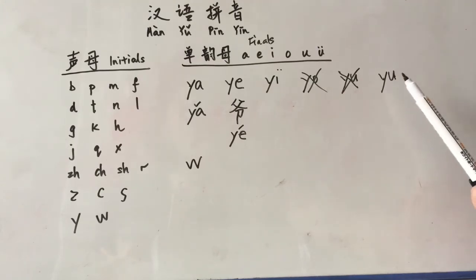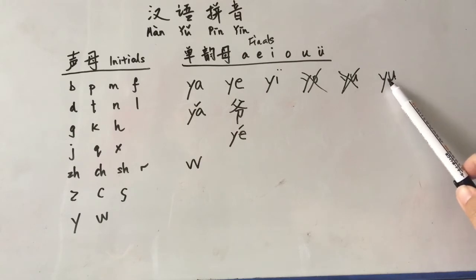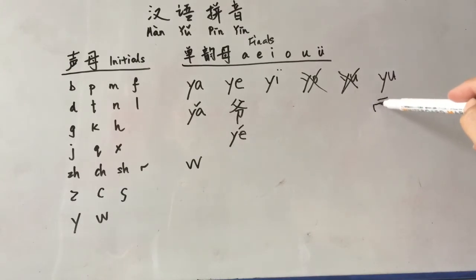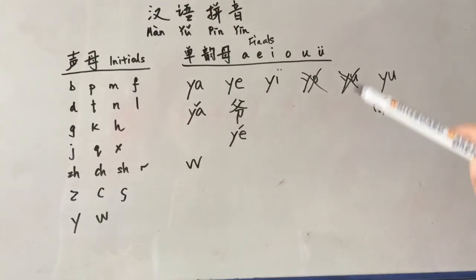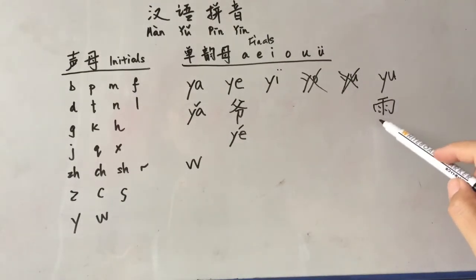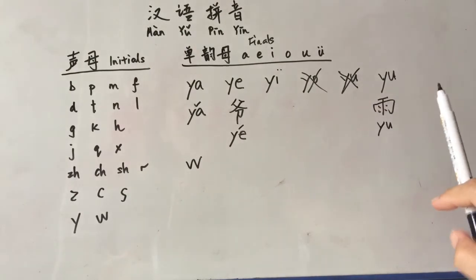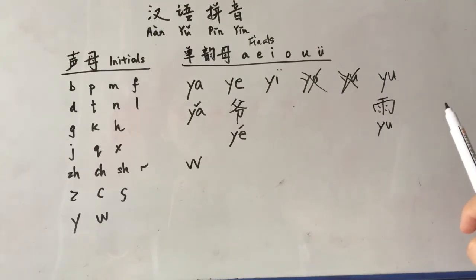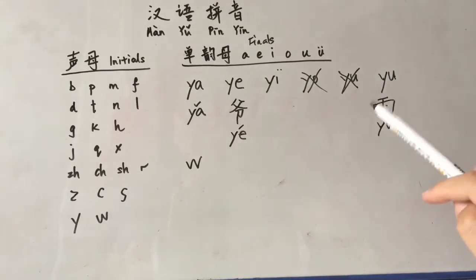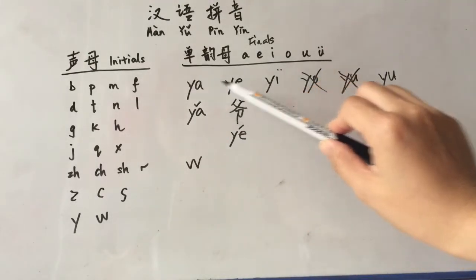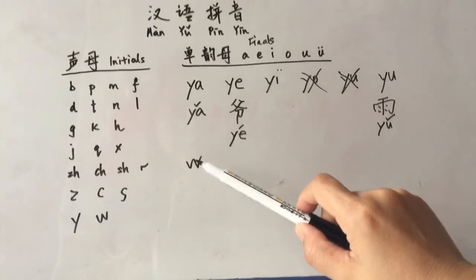And let's try to make it four tones. Yu, yu, yu, yu. Let's say 下雨的雨, raining. This character is 雨, so how do you write the Hanyu Pinyin for that? First you write the Hanyu Pinyin yu, second choose the tone: yu, yu, yu, yu. Which one is it? The third one, right? Yu. Then you put the third tone. So this is yu.